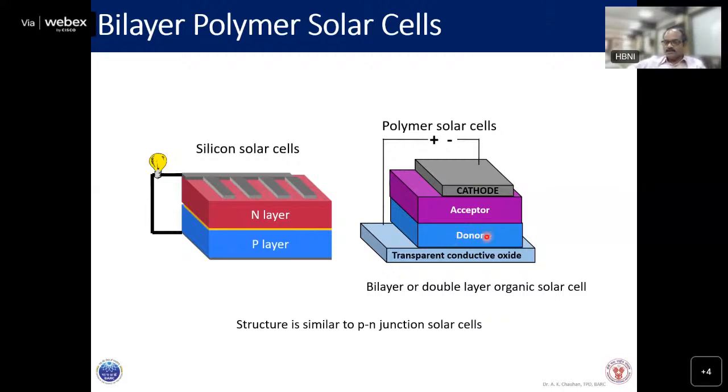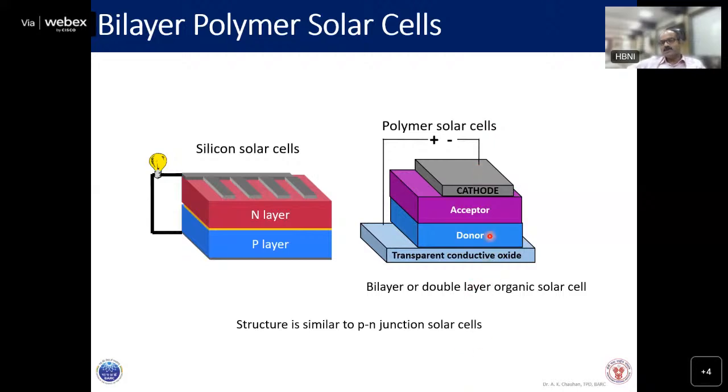The materials where you have holes as the majority charge carriers, or holes as the main carriers, are called donors, and acceptors are where there are electrons in the organic material. And then we deposit like this, then one transparent conducting oxide. A transparent conducting oxide is a material which is conductive but at the same time transparent also. These are usually ITO, FTO, such materials.